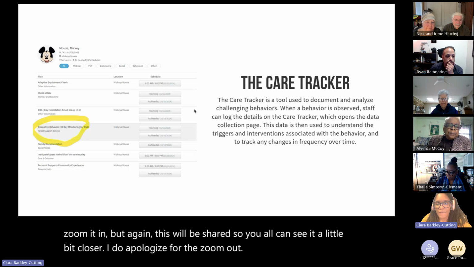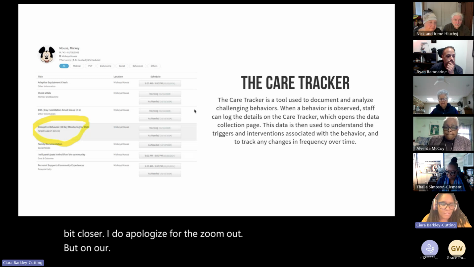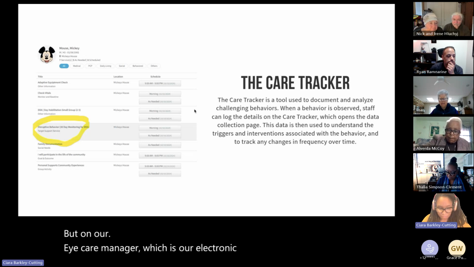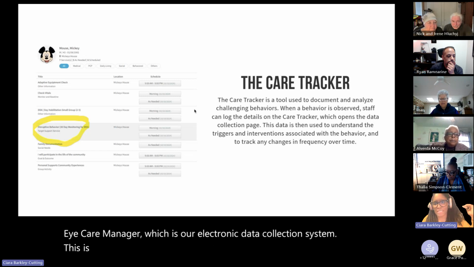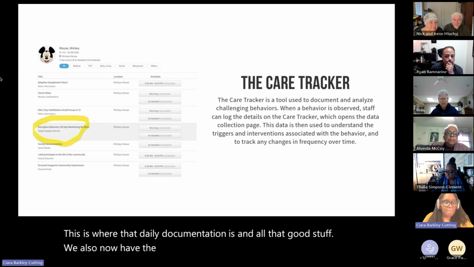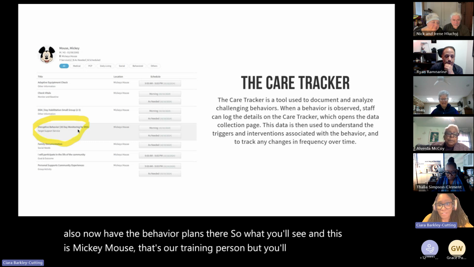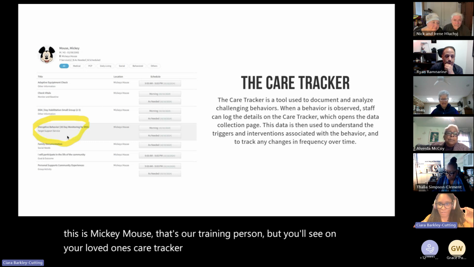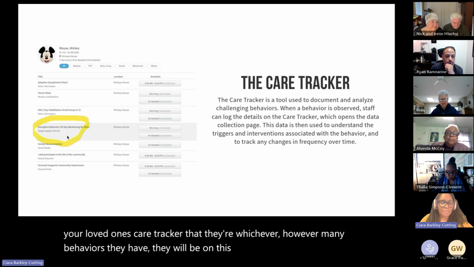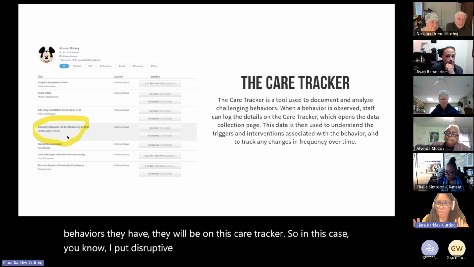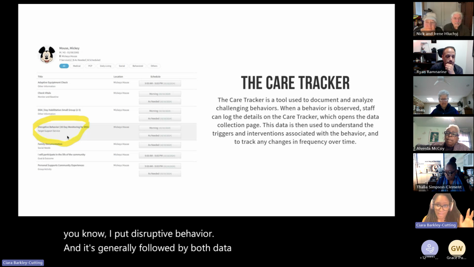But on our iCare Manager, which is our electronic data collection system, this is where that daily documentation is and all that good stuff. We also now have the behavior plans there. So what you'll see, and this is Mickey Mouse, that's our training person, but you'll see on your loved one's care tracker that however many behaviors they have, they will be on this care tracker. So in this case, I put disruptive behavior, and it's generally followed by both data collection and strategy.